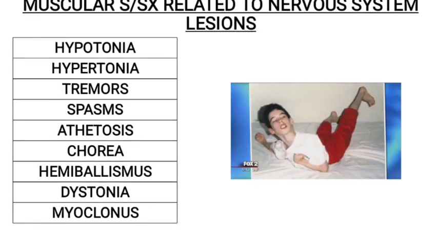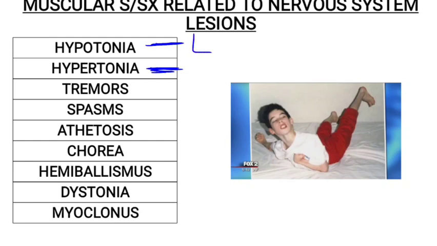Now let's talk about muscular signs and symptoms related to nervous system lesions. So first you have your hypotonia. This is a decrease in muscle tone. So usually you see hypotonia in patients with lower motor neuron lesions. With hypertonia, it's the opposite. So you have an increase in muscle tone. So that could be spasticity or what you call rigidity. And what results in hypertonia usually comes from your upper motor neuron lesion. So any damage to your tracts or to your brain.